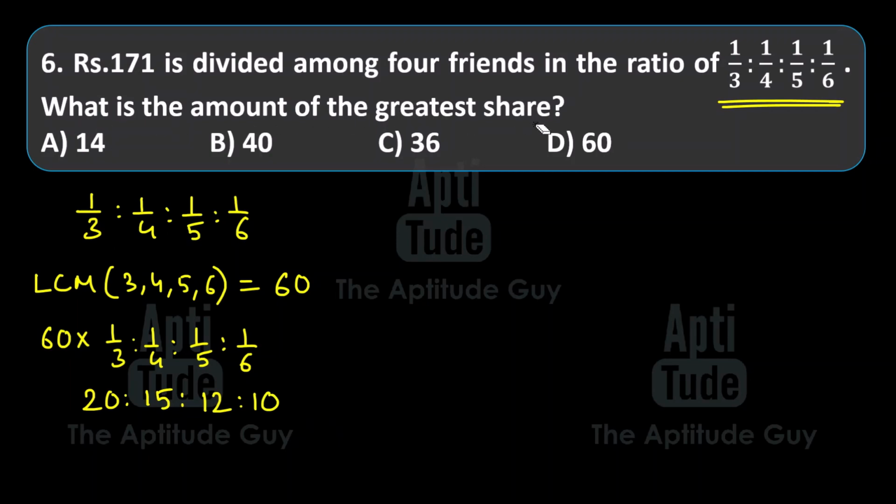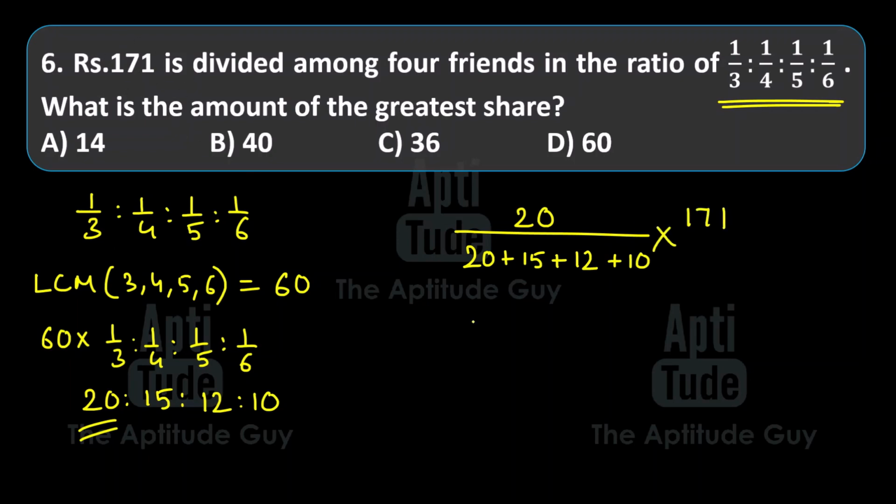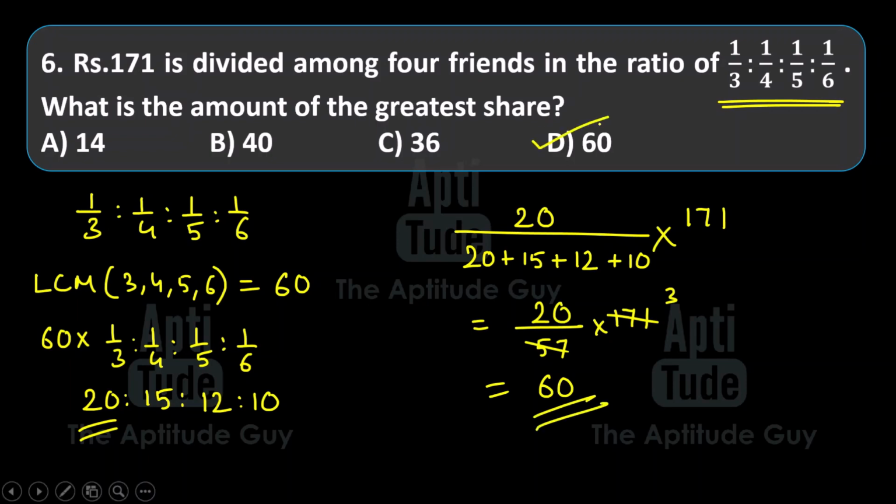They have asked what is the amount of the greatest share. The greatest share here is 20. So the answer will be 20 divided by the sum, add all of them: 20 plus 15 plus 12 plus 10, that is 57, into 171. Okay, 57 into 3 is 171. 20 into 3, the answer is 60. Answer is option D. Done.